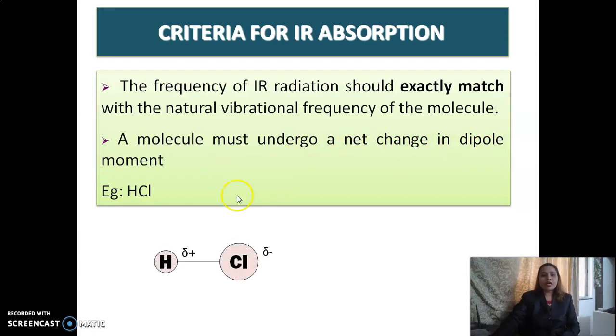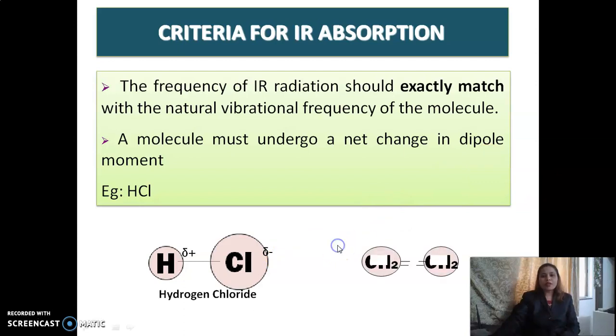For this, I would like to tell you the example of hydrogen chloride. This hydrogen chloride has hydrogen with a partial positive charge and chlorine with a partial negative charge. Due to this polarity, there is a dipole moment. So this type of compound can absorb the IR radiation. Another example is ethylene. This ethylene molecule does not have a net change in the dipole moment.